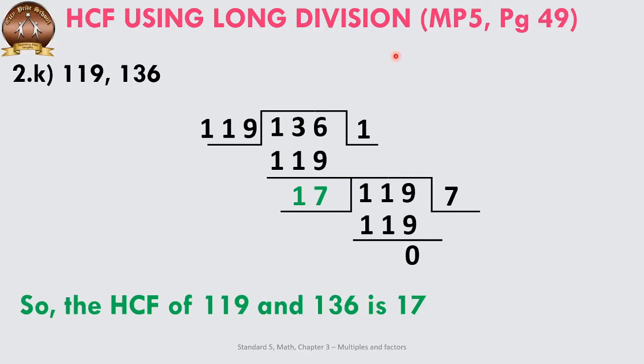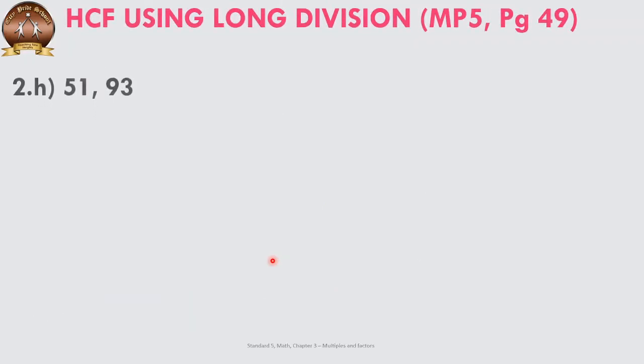Whenever a divisor leaves the remainder as 0, that divisor is chosen to be the HCF of the numbers we are talking about. So here 17 is the HCF of 119 and 136. I know you will find it pretty complicated, but let us do another example related to it. The numbers are 51 and 93.